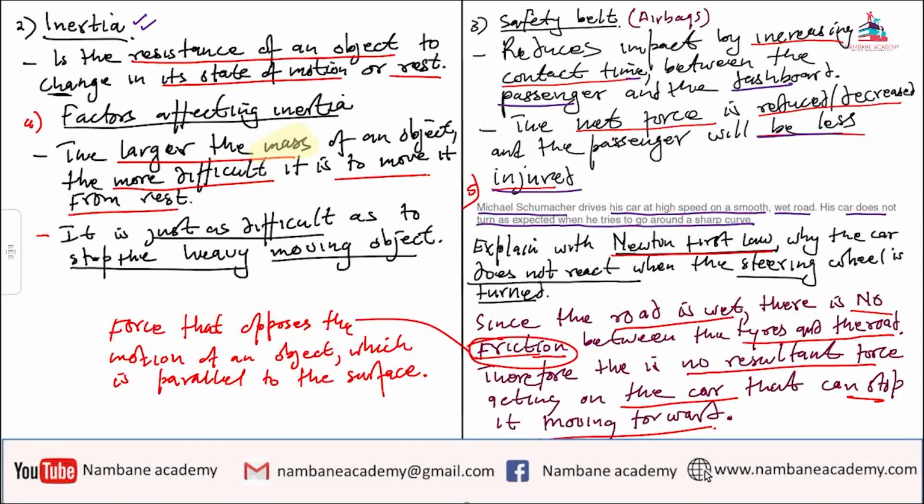So if you do not have your seat belt, what is going to happen? You are going to go through the windscreen. So the safety belt reduces the impact. It reduces impact by doing what? By increasing the contact time between the passenger and the dashboard.